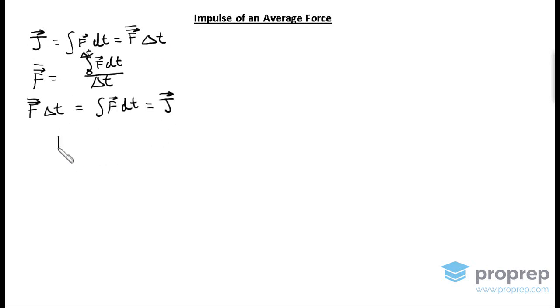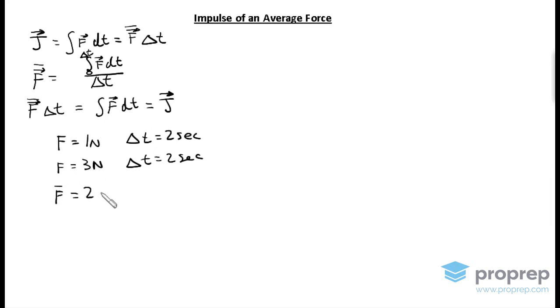So let's assume we have a force F, and that it exerts 1 Newton of force for a time period of 2 seconds, delta t, and after 2 seconds, the force gets stronger, and it exerts 3 Newtons of force over the course of the following 2 seconds. So intuitively we can see that our average force, F average, equals 2 Newtons, and that it's over a time period of 4 seconds. So the first thing we can do is traditionally compute the impulse of each of these force periods and add them together.